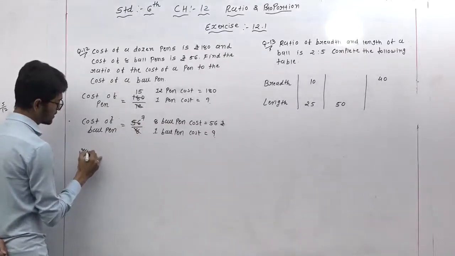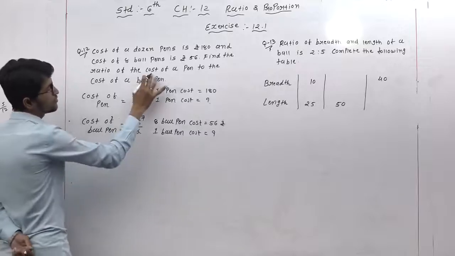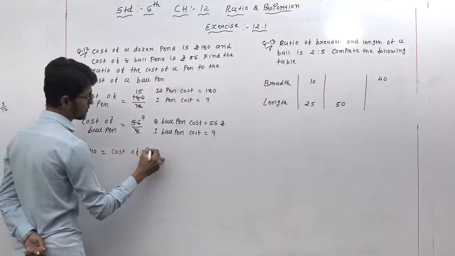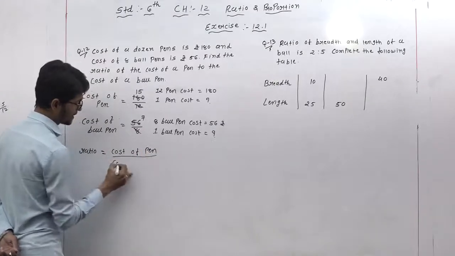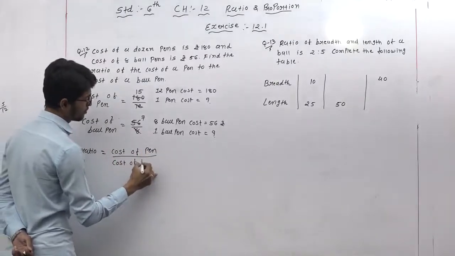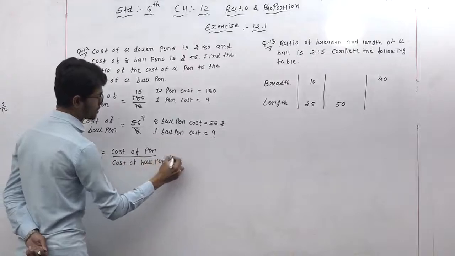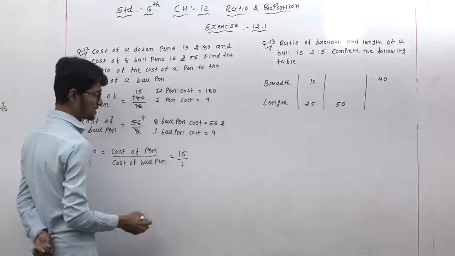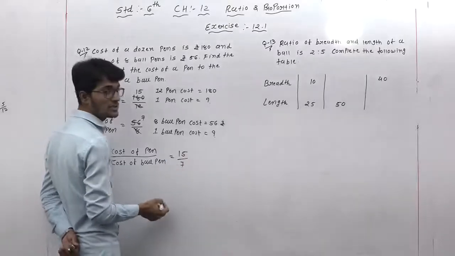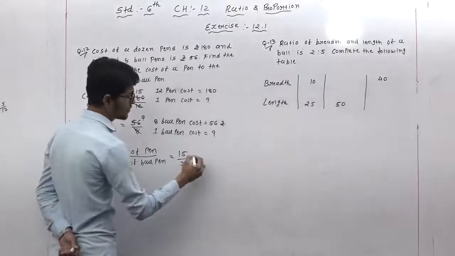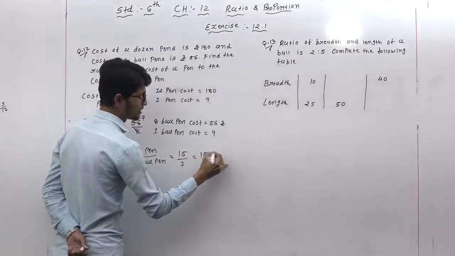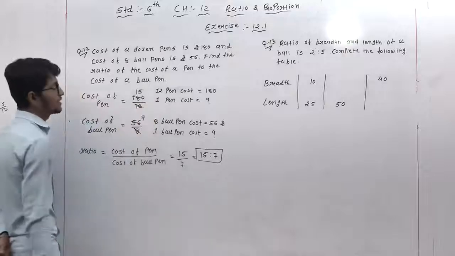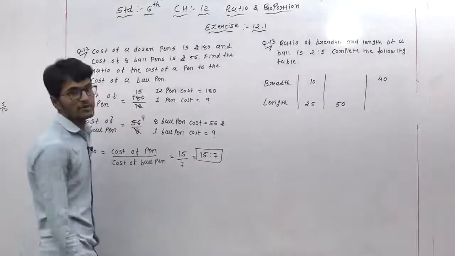Now we have to find the ratio. So ratio is equal to cost of pen divided by cost of ball pen. So the cost of pen is 15, and the cost of ball pen is 7. Now 15 and 7, is cutting possible? No. So we have to write 15 is to 7. Here the 2 dots mean 'is to'. So our 12th question answer is 15 is to 7.